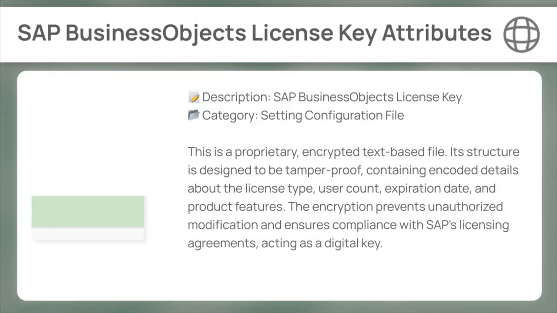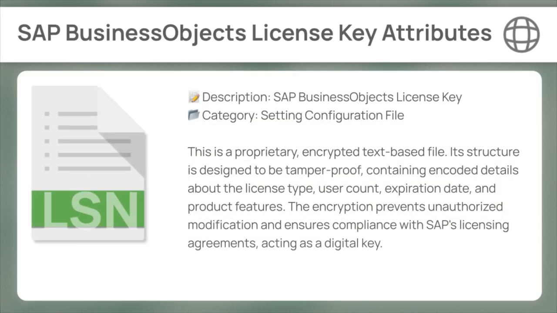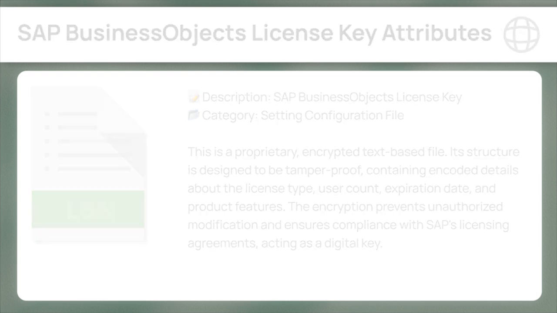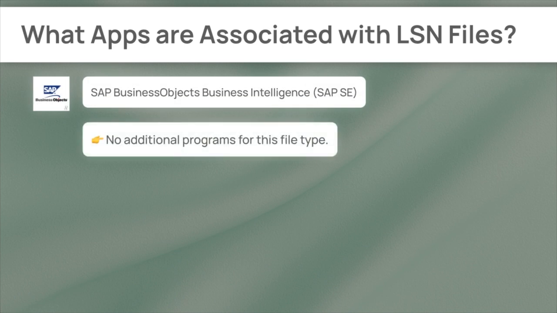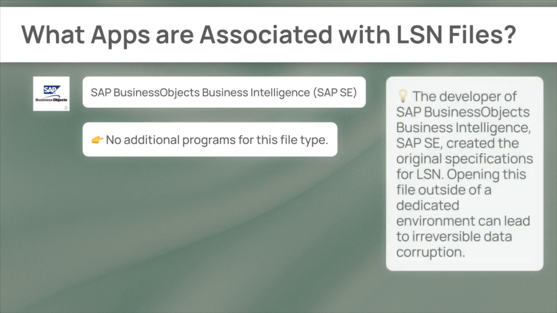This is a proprietary, encrypted, text-based file. Its structure is designed to be tamper-proof, containing encoded details about the license type, user count, expiration date, and product features. The encryption prevents unauthorized modification and ensures compliance with SAP's licensing agreements, acting as a digital key. The application responsible for generating the LSN file is typically SAP BusinessObjects, Business Intelligence by SAP SE.